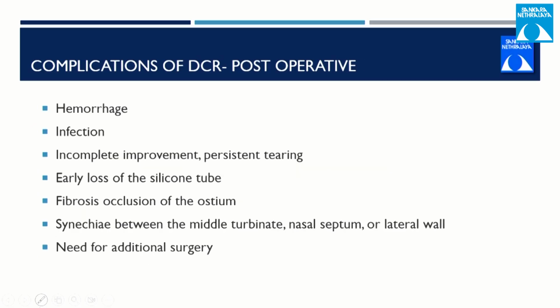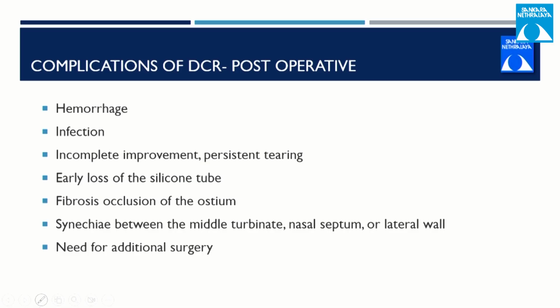Okay, then post-op complications are hemorrhage, infection, incomplete improvement and persistent tearing, early loss of the silicone tube if intubation was done, fibrosis leading to occlusion of the ostium, synechia between the middle turbinate and nasal septum or the lateral wall, and need for an additional surgery due to failure of the DCR.